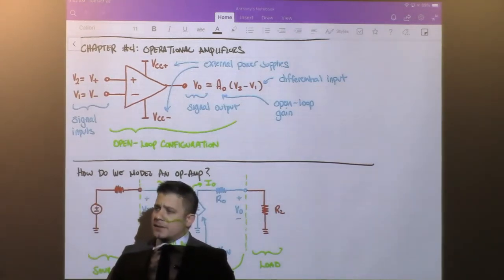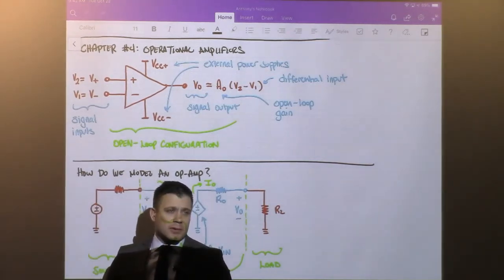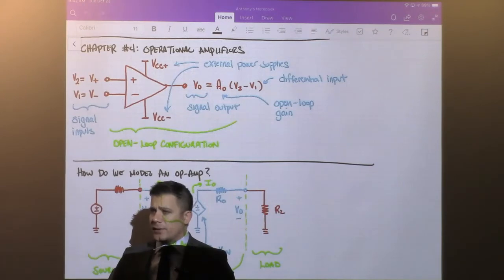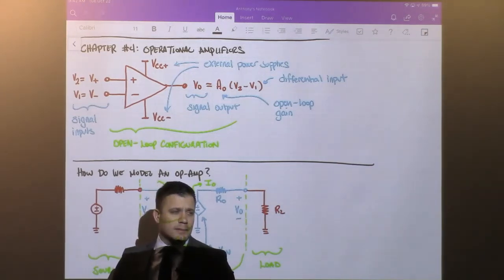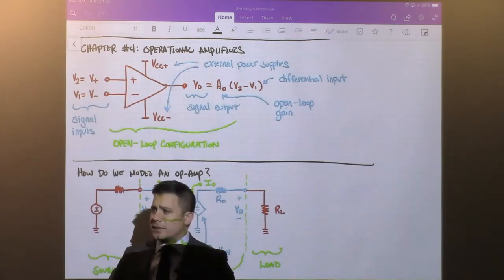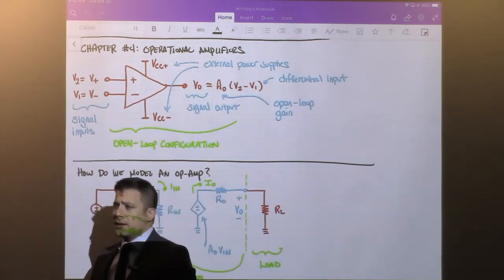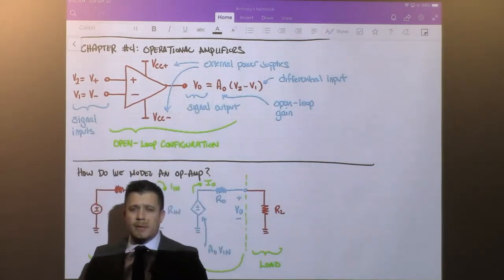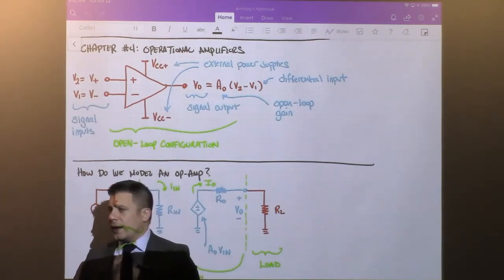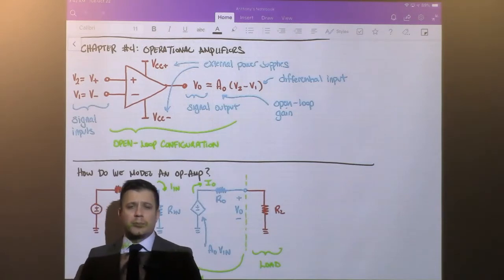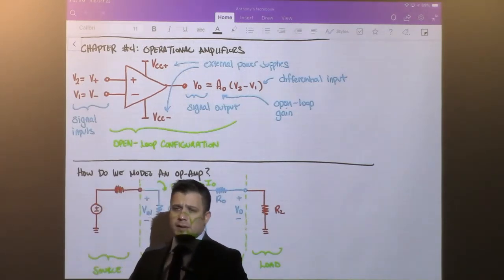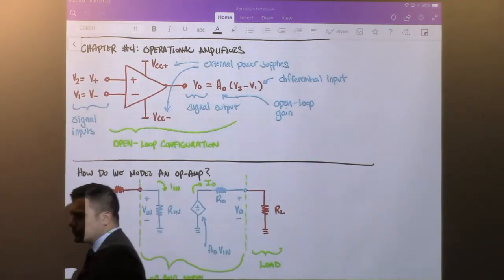So an op-amp is the first active device that we're learning about. Does anybody know what the difference between an active and a passive device is? Essentially, active means that it's a powered device. Okay? An amplifier has an external power source that's applied to it, and that's the reason why we can generate a higher voltage or a higher current output than whatever is given to it by the input source.